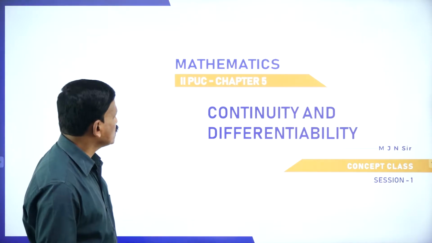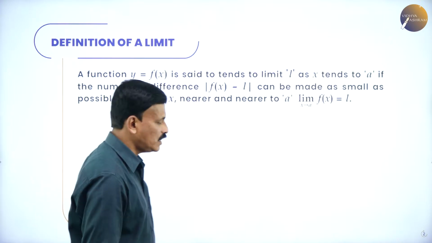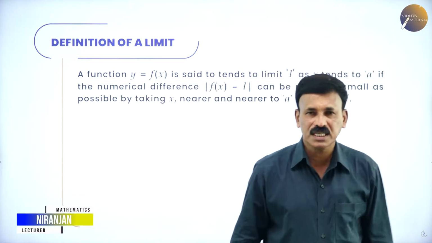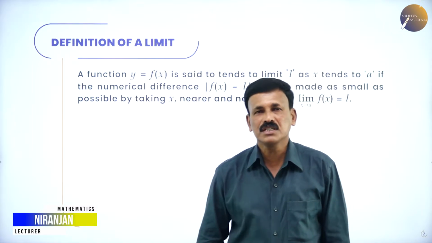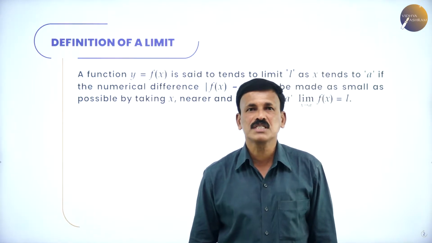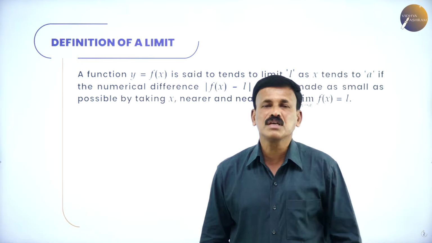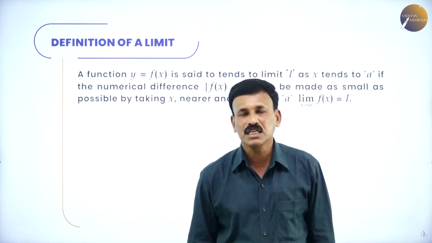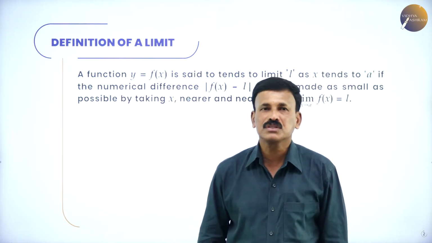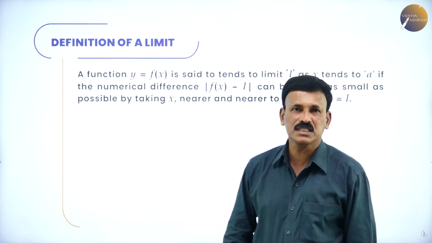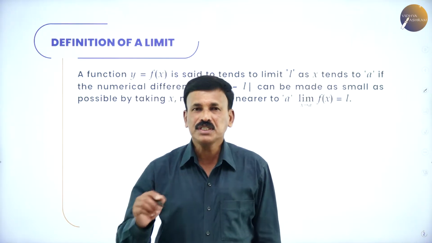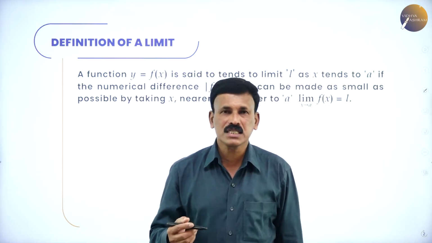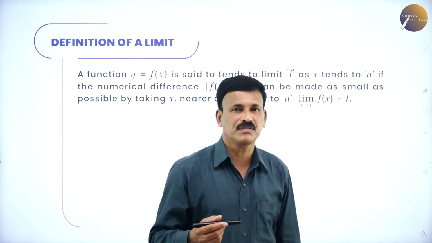Now let us come to the definition of a limit. Before going to the exact definition of a continuous function, let us discuss the definition of a limit, the algebra of limits, and how to evaluate a limit. Then I will go to the definition of continuous functions and the problems based on this. Now, by knowing the definition of a limit, let us discuss the left hand limit and right hand limit of a function.